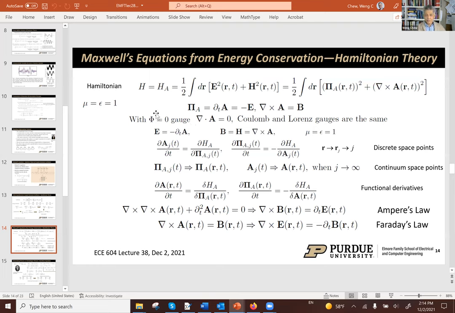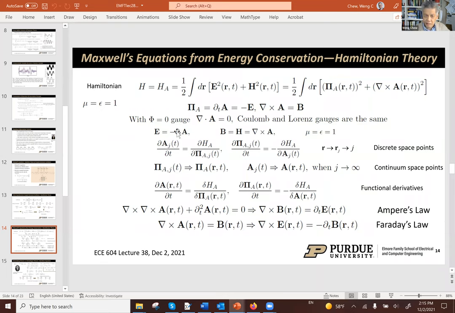I'm going to make things simpler by assuming that phi is equal to zero so that I don't have to worry about the scalar potential. Otherwise, I will have to write out more terms, which only confuses you, but does not elucidate the concept well to you. So I have this Hamiltonian written in terms of two variables, just like P and Q in the coupled harmonic oscillator case, but this is much more complicated.